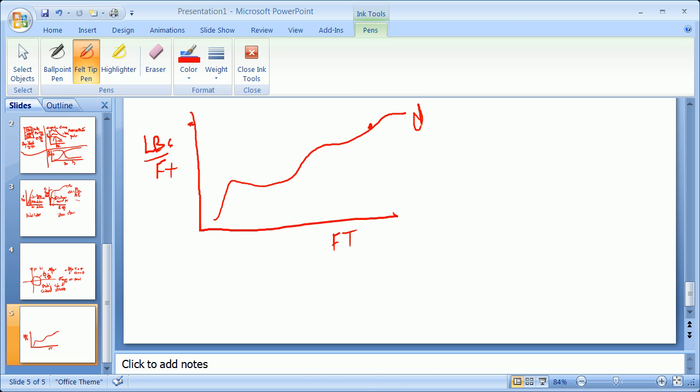The derivative, or aka slope, is going to be change in y over change in x, and you have to get pretty good at going pounds per foot divided by feet.